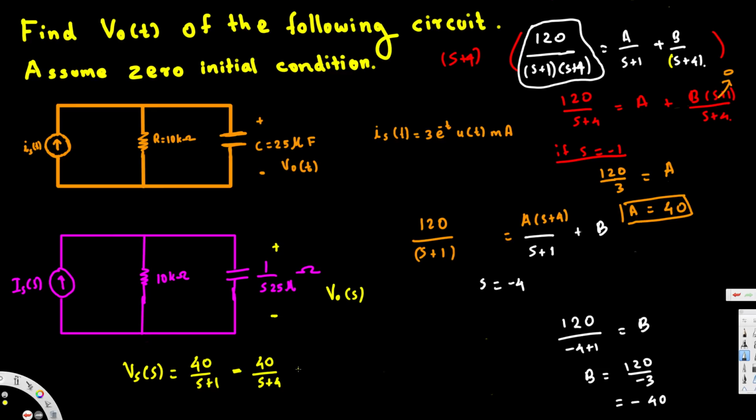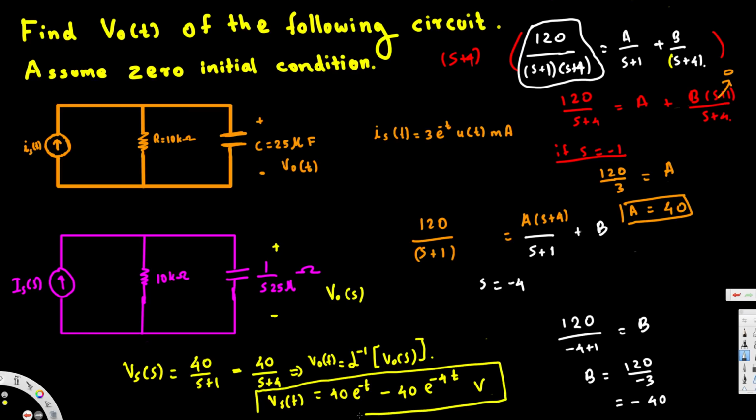Now we have to convert this into the time domain. In order to do that, we have to do the inverse Laplace transform. Vo of t is going to be the inverse Laplace transform of Vo of s. If we do that, that's going to give us 40 e to the power negative t, minus 40 e to the power negative 4t volts, and that's going to be the voltage across this capacitor in the time domain. I hope this helps. Thanks for watching.